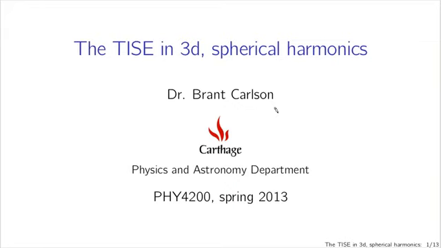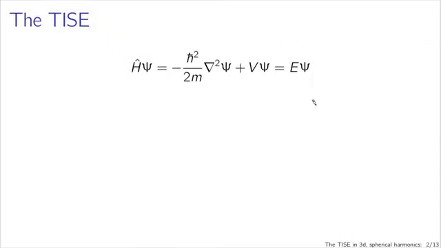So let's take a look at the time-independent Schrodinger equation in 3 dimensions. Consideration of this will lead us to the topic of spherical harmonics, which is very important in many different branches of physics. So we'll spend some time visualizing what they look like. First of all, though, the time-independent Schrodinger equation we got looked something like this.